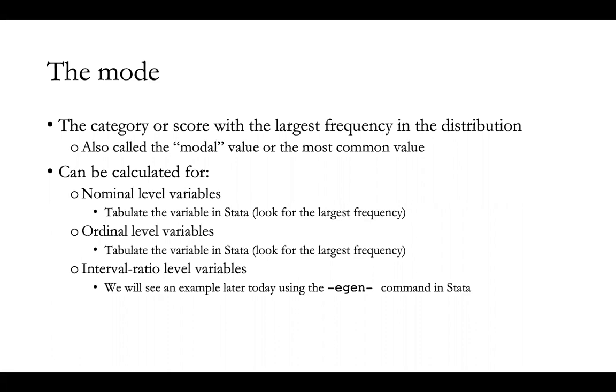You might also hear me talk about modal values. By that I mean a modal value is the most common value. We'll see some examples in a moment. The mode can be calculated for nominal, ordinal, as well as interval ratio variables. So we're going to see some examples in Stata using the tabulate command for nominal variables as well as for ordinal variables. It's less common to calculate the mode for interval ratio variables, but we're going to see an example of how to do that in Stata using the egen command.